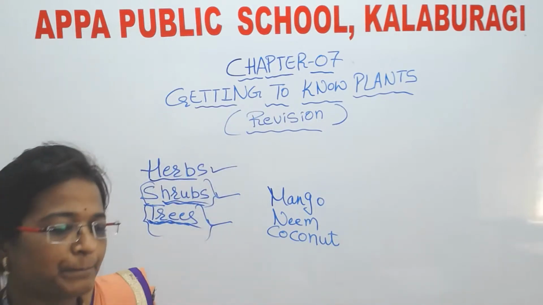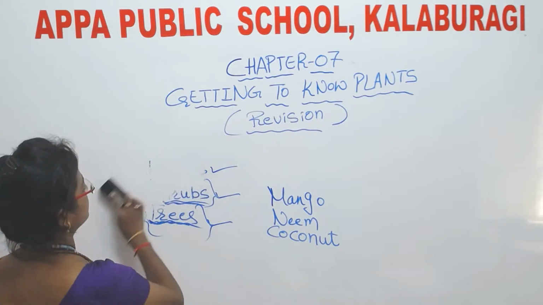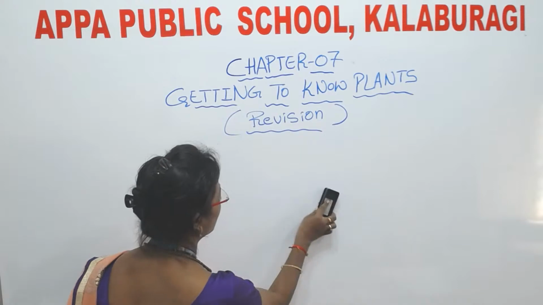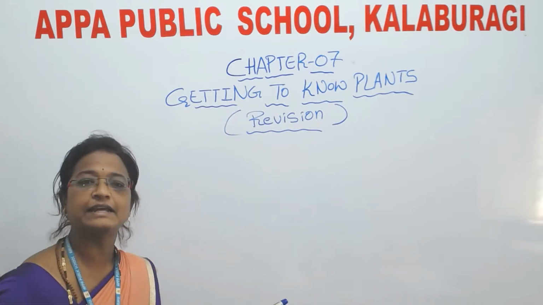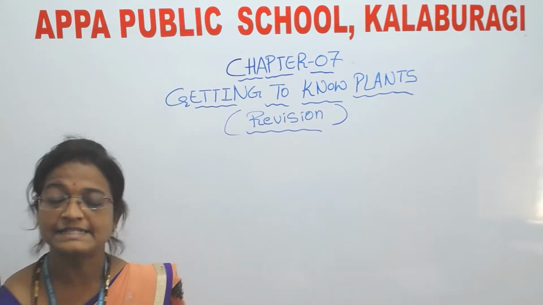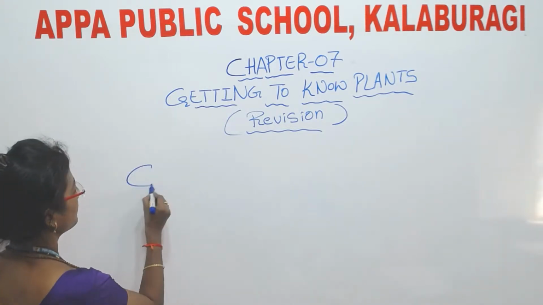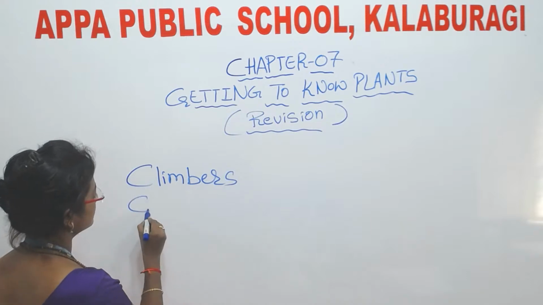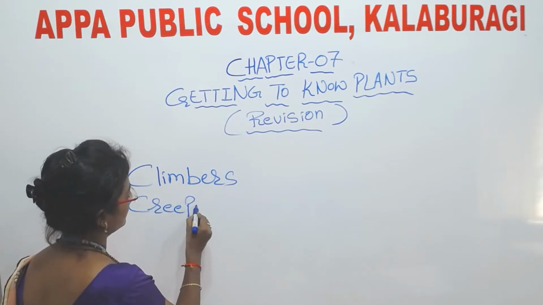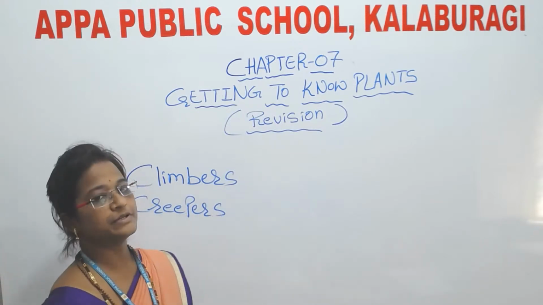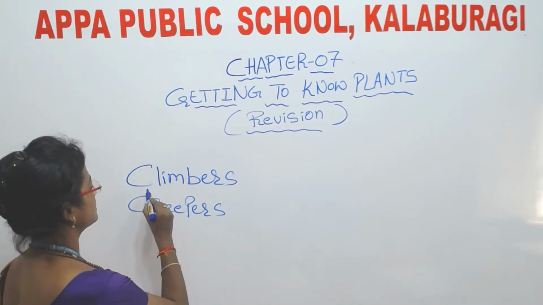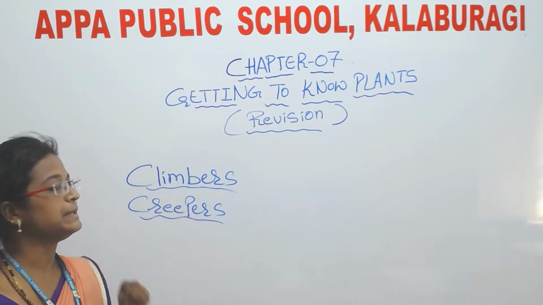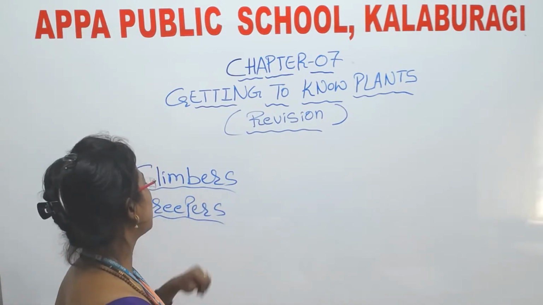Okay. So apart from these plants, there are few more plants whose stems are very weak and they cannot stand upright. And the examples for that are climbers and creepers. So now let us discuss what do you mean by climbers, and next what do you mean by creepers. Okay. So now climbers.